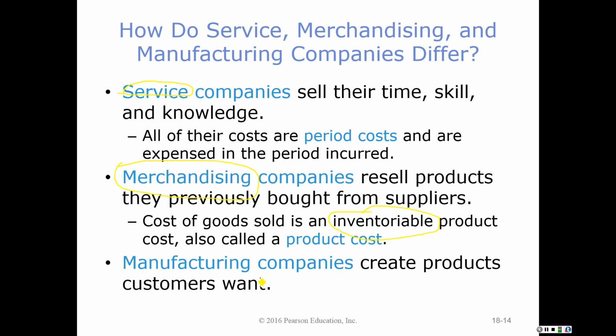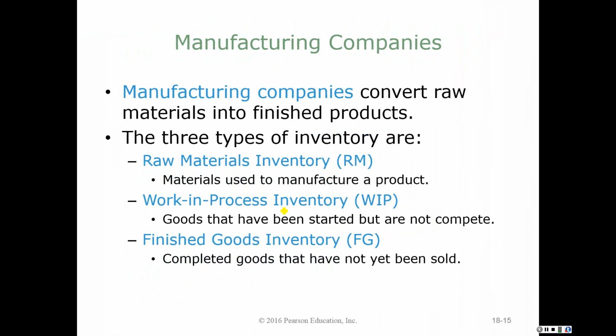Now, manufacturing companies, on the other hand, create the products that customers want. And so they will have a much more complicated inventory section on their balance sheet. Let's move forward and take a look at that. If we look at a manufacturing company, they've got to get their raw materials converted into a finished product. And so that process involves several different things.